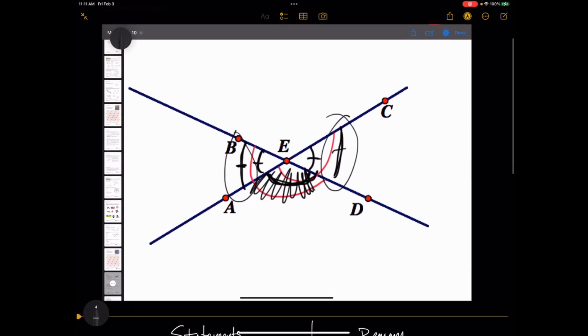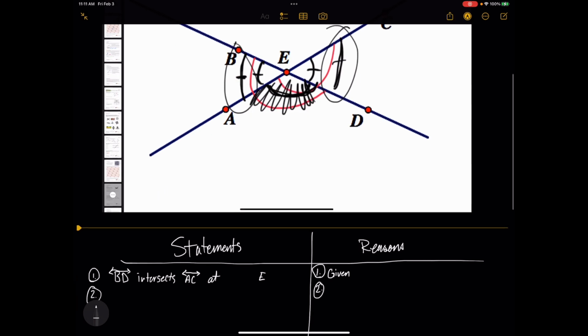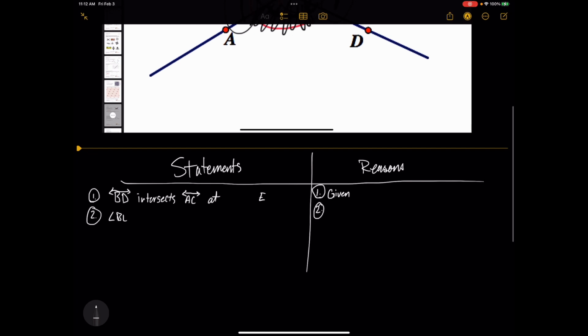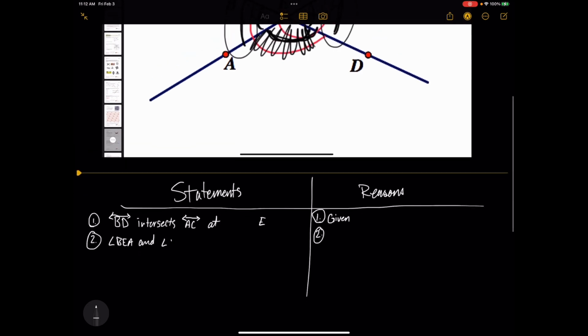Okay, what's the next thing that we said? BEA and AED are linear pairs. Very nice. So angle BEA and angle AED are a linear pair. How can I say that? What's my reason? Definition of a line? I don't know. Kind of. It's actually going to be a little bit more specific. It's the definition of a linear pair. But you were right on track with that.